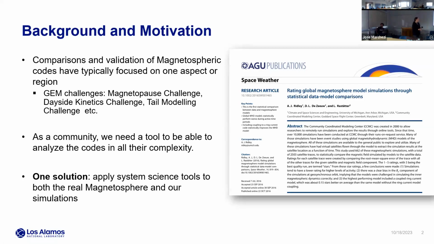So some background and motivation. Comparisons and validation of magnetosphere codes have typically focused on one aspect or region. We've seen this with GEM challenges. We've had the Magnetopause challenge, Bayside Kinetics challenge, etc. So as a community, we need a tool to be able to analyze all the codes and all their complexity. One solution is to apply system science tools to both the real magnetosphere and also our simulations.